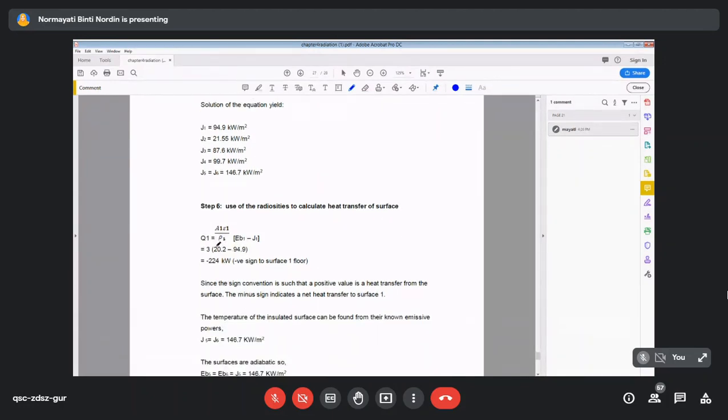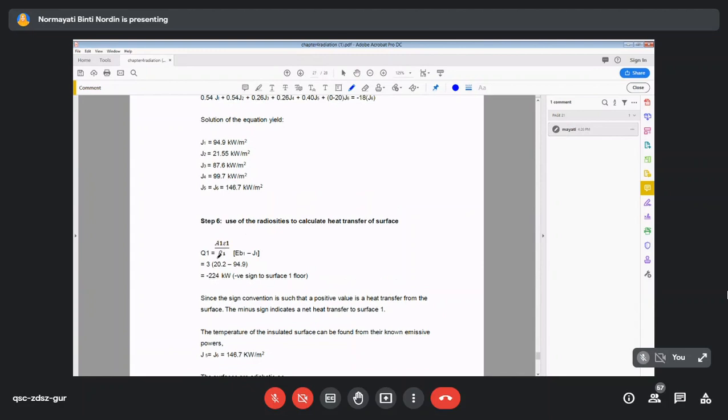Okay, so you have these equations, A1 epsilon 1 over rho 1 times EB1 minus J1. Simple je equation dia, tetapi step you nak selesaikan these equations yang panjang. So A1 epsilon 1 over rho 1 rujuk balik daripada table yang awal tadi, nilainya berapa yang you guys dah calculate? 3. Okay, black body emissive power tadi berapa you calculate untuk surface yang pertama? 20.2. J1 yang you calculate berapa? 94.9. So calculate this, so you have the heat surface for surface 1 is minus 224 kilowatt.